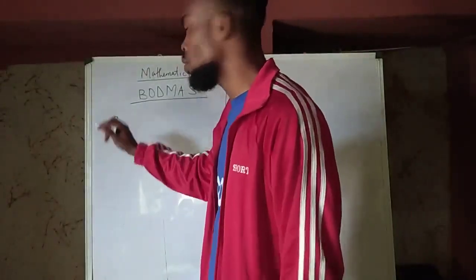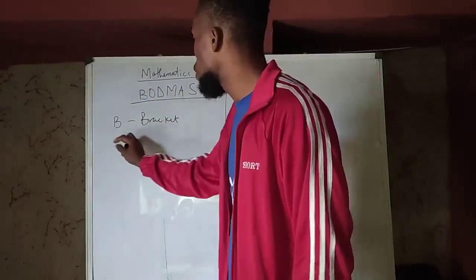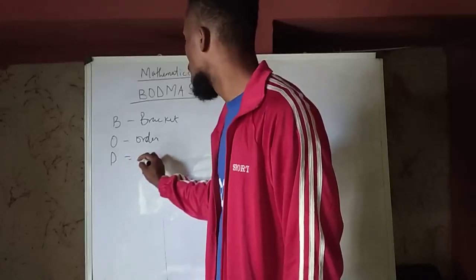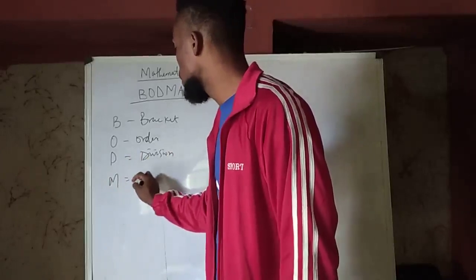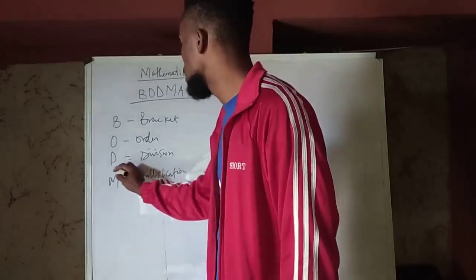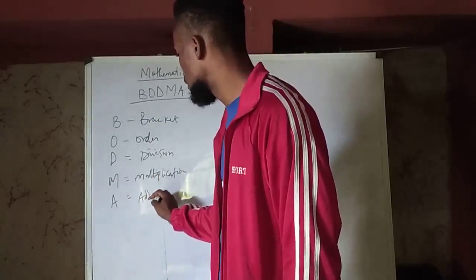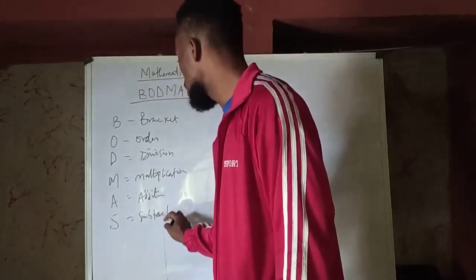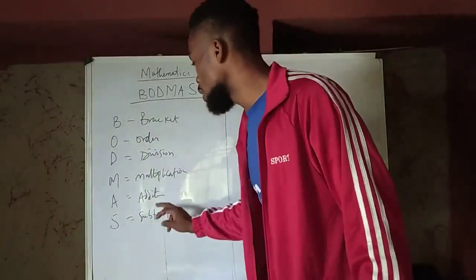BODMAS here means, I'm going to give you the acronym meaning. B here stands for brackets. O stands for order. D stands for division. M stands for multiplication. A stands for addition, and S stands for subtraction. Okay, so brackets, order, division, multiplication, addition, and subtraction.